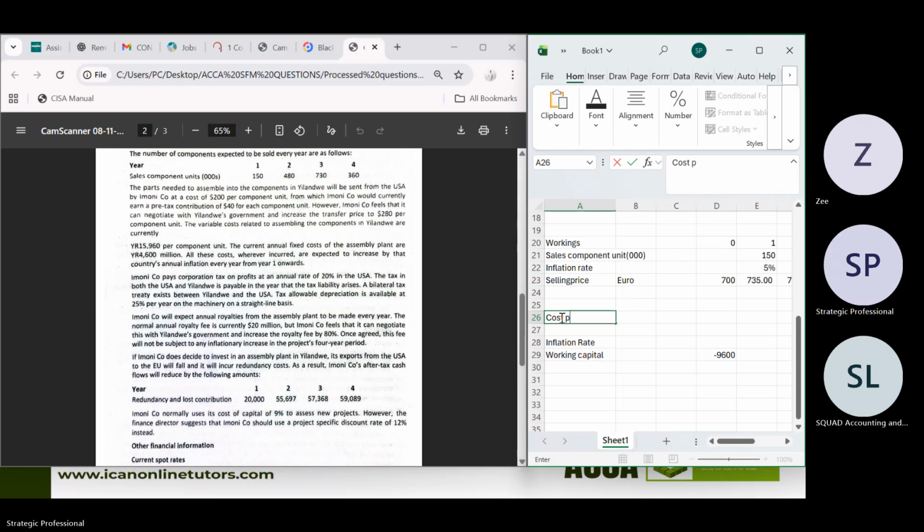Now let's go to the cost price. Now that they are using transfer pricing, it means that my price will no longer be 200, it will be 280. If it is 280, what do I need to do?